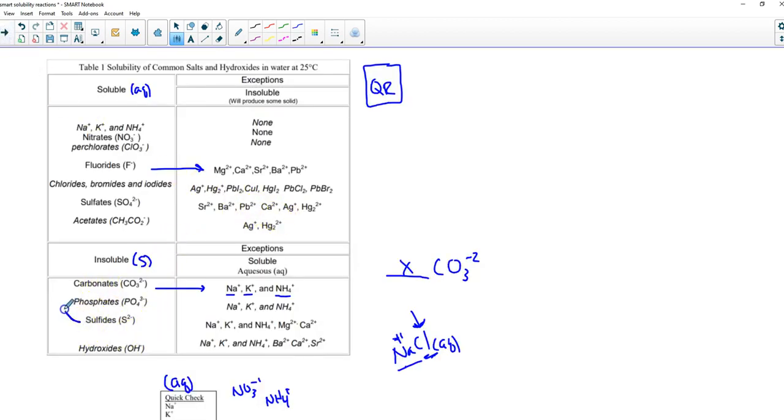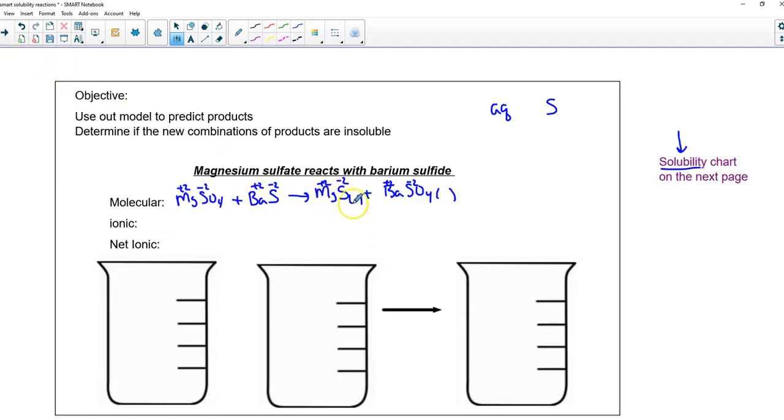Sulfides are generally insoluble. What is the exception? Magnesium is an exception. This is going to be aqueous. Let's go back to that one and put an AQ in here.